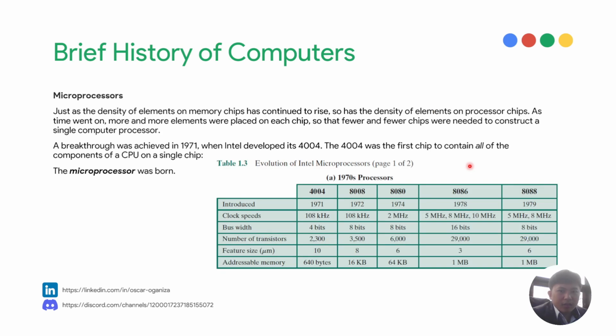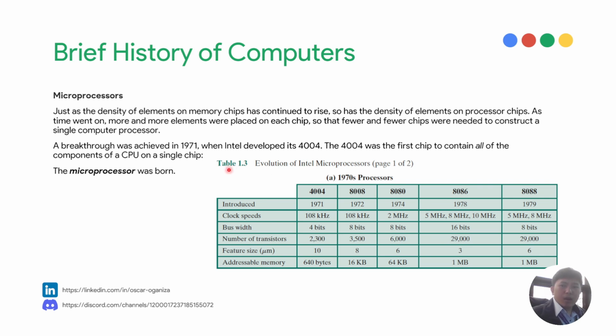So here is the microprocessor. Just as the density of elements on memory chips has continued to rise, so has the density of elements in processor chips. As time went on, more and more elements were placed on a chip, so that fewer and fewer chips were needed to construct a single computer processor. A breakthrough was achieved in 1971 when Intel developed its 4004. The 4004 was the first chip to contain all the components of the CPU on a single chip.